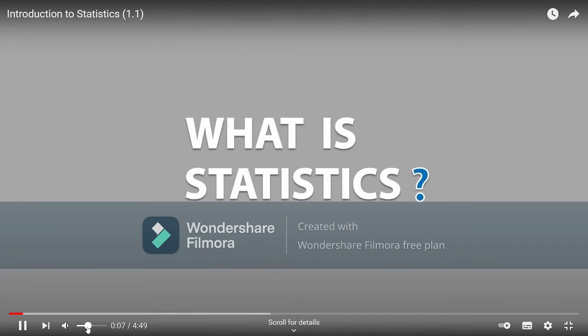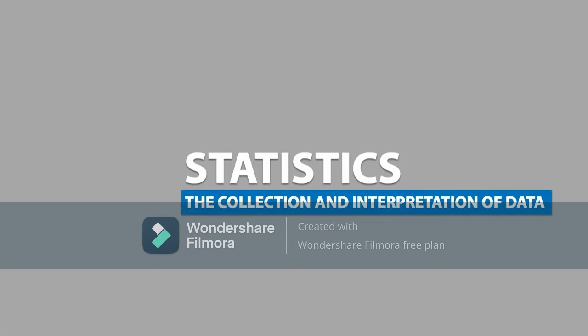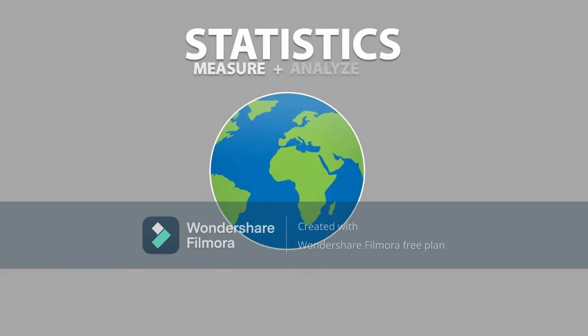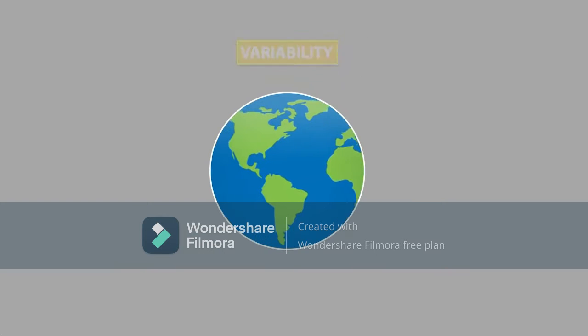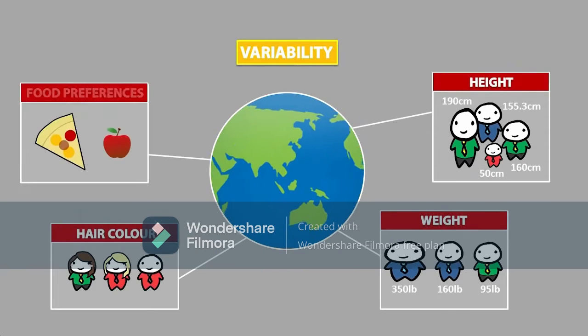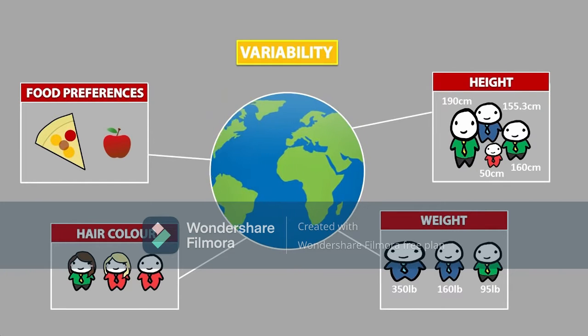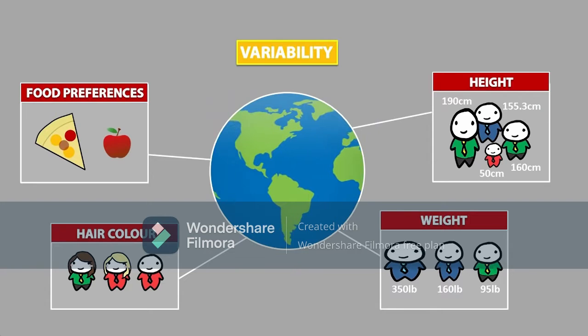What is statistics? Statistics can be defined as the collection and interpretation of data. All around the world, we use statistics to measure and analyze variability. People have different heights, weights, hair color, food preferences, and so on. These things are all variable because they change among different individuals.